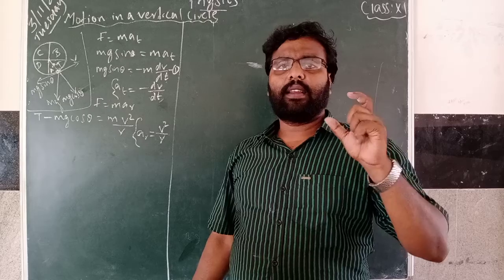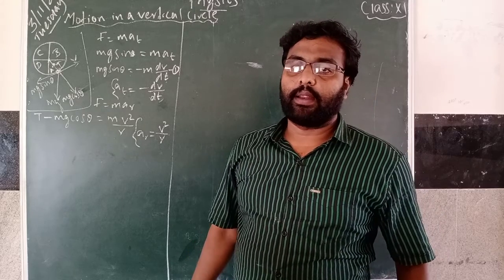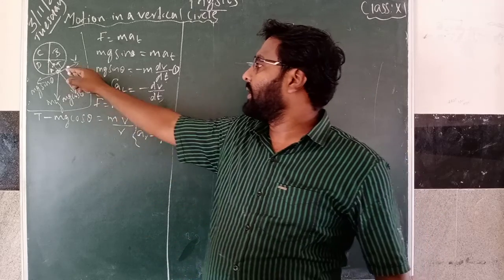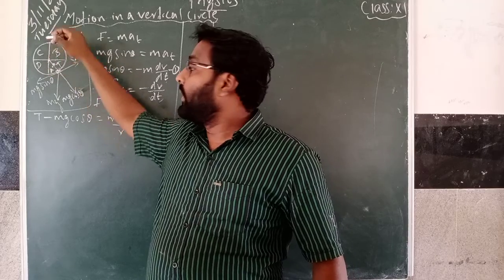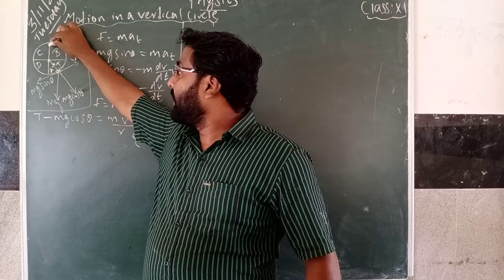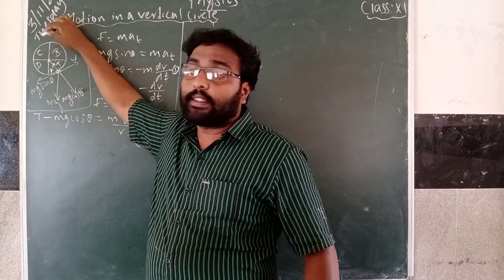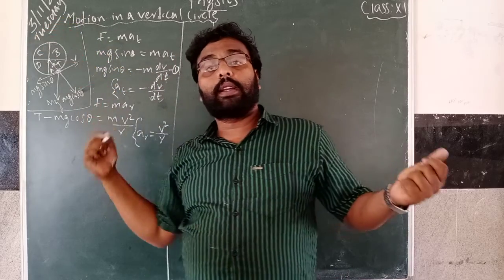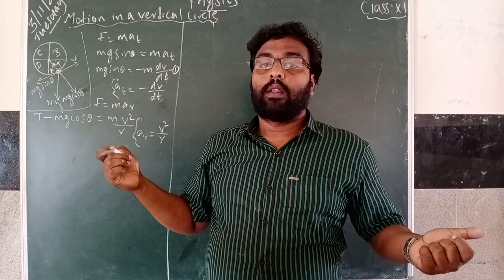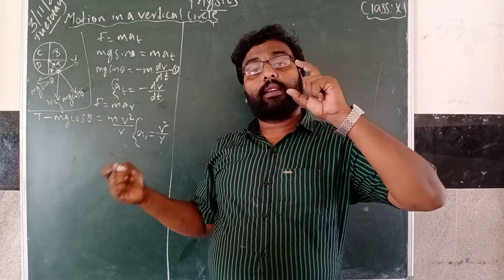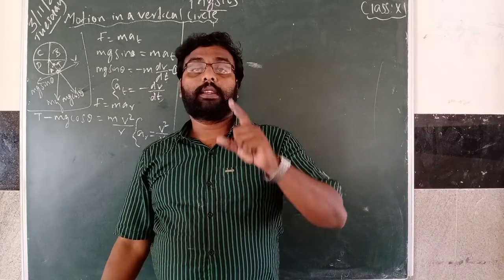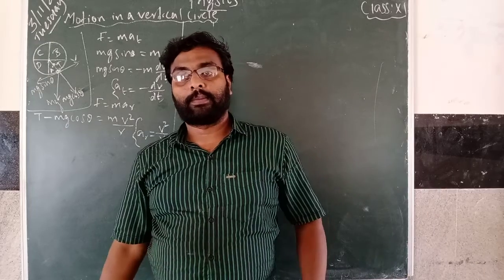Velocity and tension are not constant, you can tell, because the theta value differs here. When this theta value differs, when it reaches 0 at this position, the tension is changing. So the velocity also will change. That is why the velocity and tension are not constant. That is the second fact.